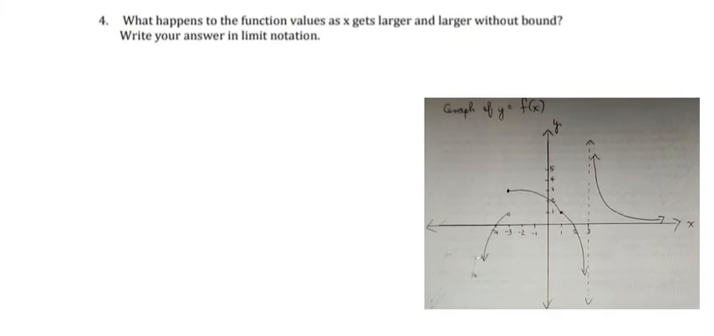Question number 4. What happens to the function values as x gets larger and larger, with half power? So this means the x goes up to the right in here. So we have the answer: x approaches positive infinity. This means they get bigger and bigger.